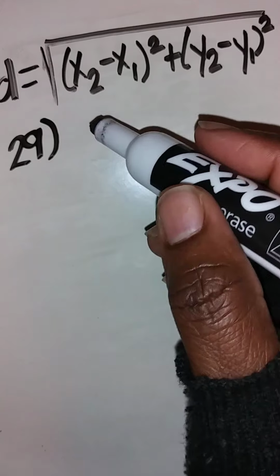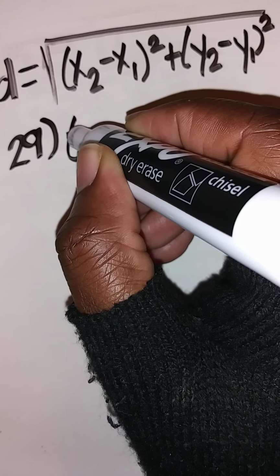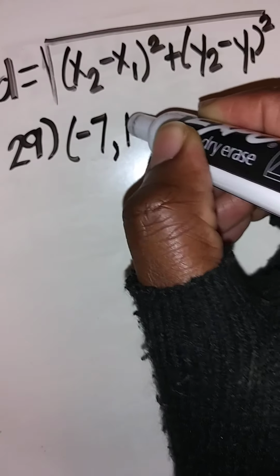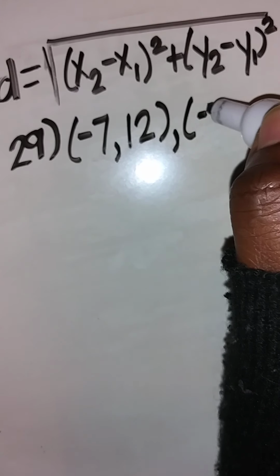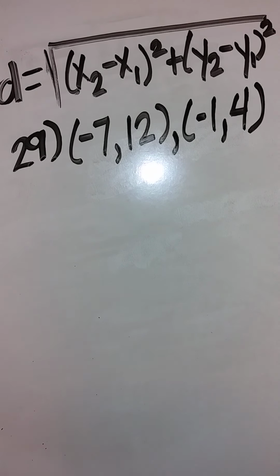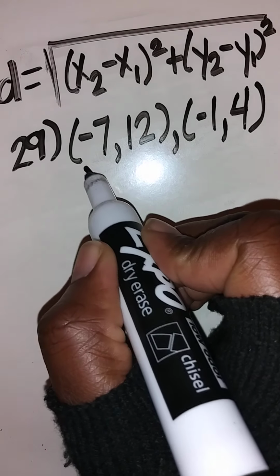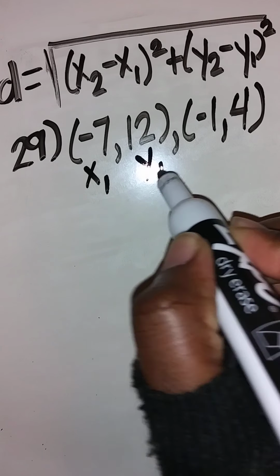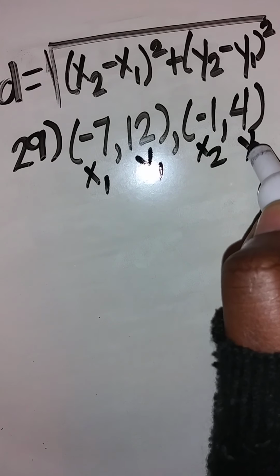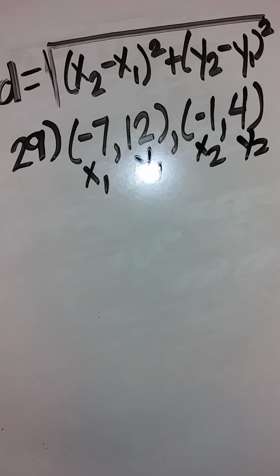It is so important that you label before you plug in. I have -7 and 12, and then -1 and 4. I'm going to label x1, y1, x2, and y2. So when you do distance formula, the labeling doesn't matter. When you get to certain math, it does matter how you label your x's and y's, but for distance formula, it doesn't matter how you label.